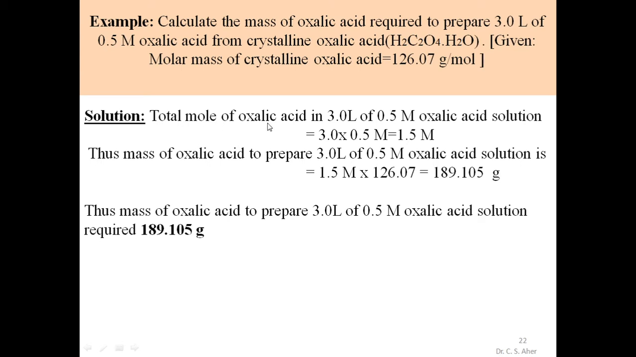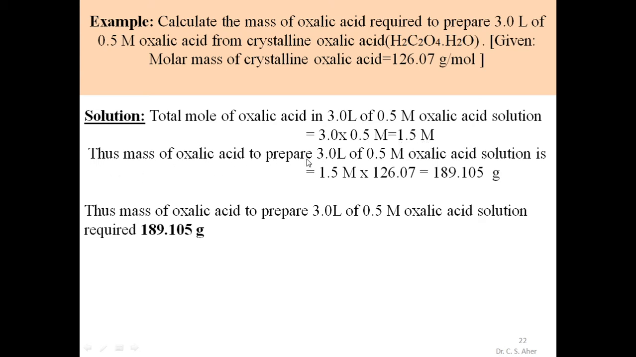The total moles of oxalic acid in 3 liters of 0.5 molar oxalic acid solution: when we consider 1 liter of solution, it is 0.5 mole, but there are 3 liters, so 3 into 0.5, that is a total of 1.5 moles of oxalic acid present in 3 liters of solution. So the oxalic acid molar concentration is 0.5 molar, and the moles of oxalic acid is 1.5 moles.